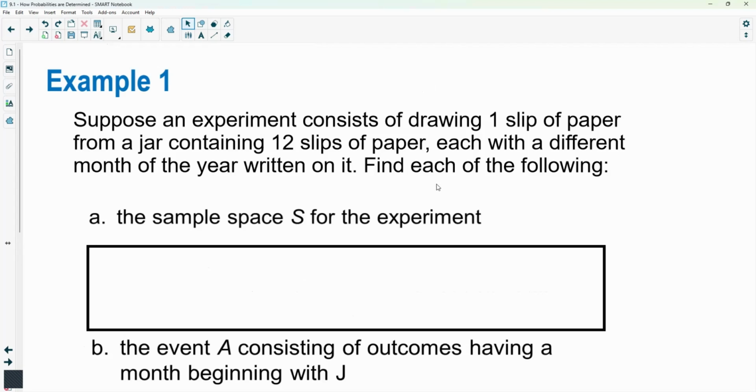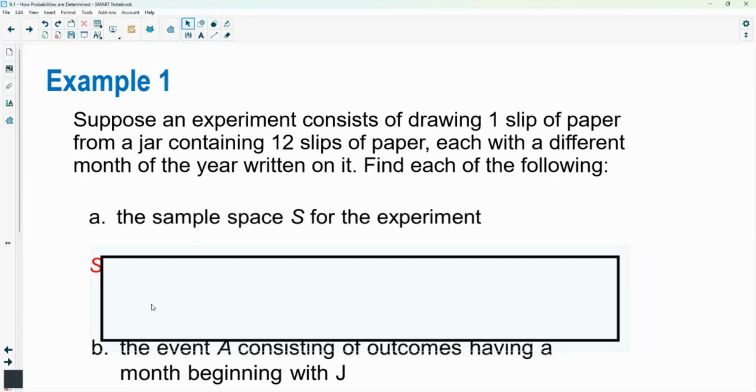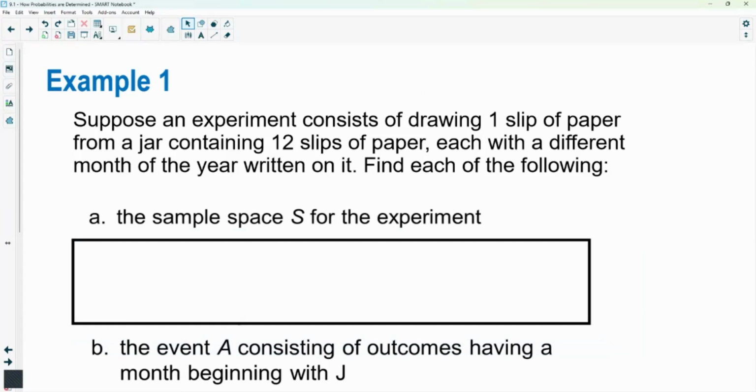I know in the class notes you have exactly the same thing, but you cannot move this, so I'm just going to go quickly over it so you have the answers and know if you're doing it right or wrong. So suppose an experiment consists of drawing 1 slip of paper from a jar containing 12 slips of paper, each with a different month of the year written on it.